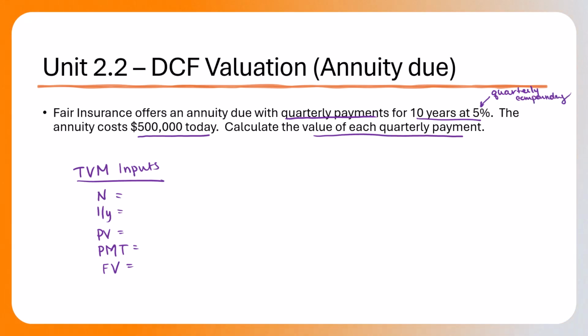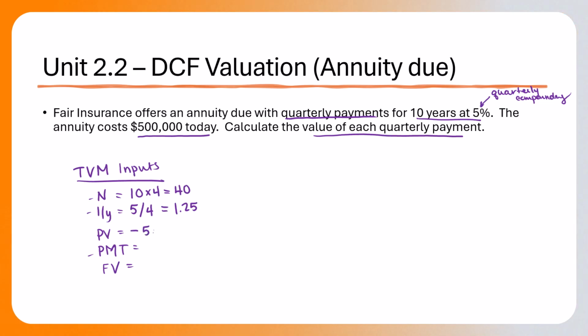And we need to adjust the N, the I/Y, and make sure that we're calculating a quarterly payment in this particular example. We'll take the 10 years and we will multiply it by 4. That gives us 40 payments. Our interest rate is 5%. We'll divide that by 4. That's a 1.25% quarterly interest rate.